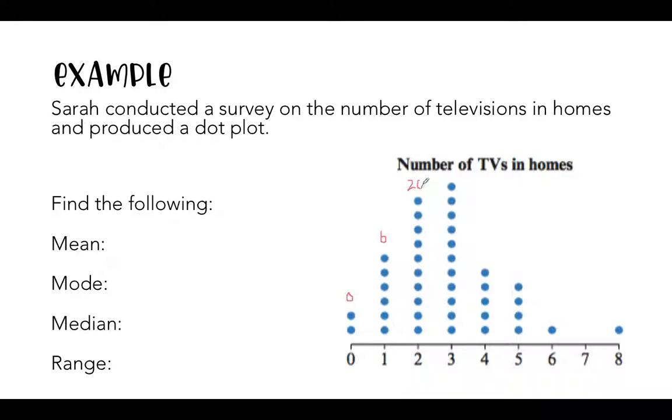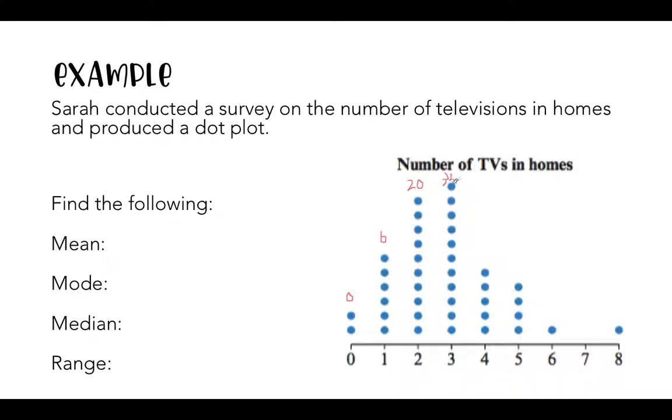Now, we know that one dot represents one bit of data. We're not counting how many dots there are; we want to know how many televisions there are. So this represents one person with 2 televisions. This represents one person with 3 televisions. So we have 3, 6, 9, 12, 15, 18, 21, 24, 27, 30, 33. I can't count today. That's better.